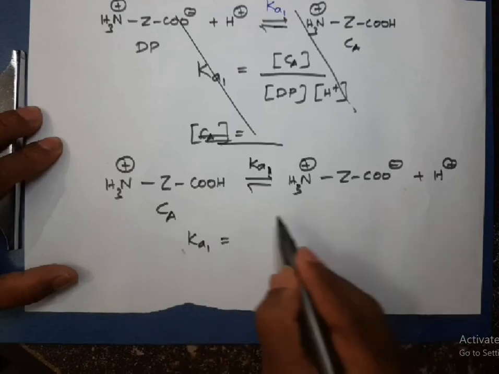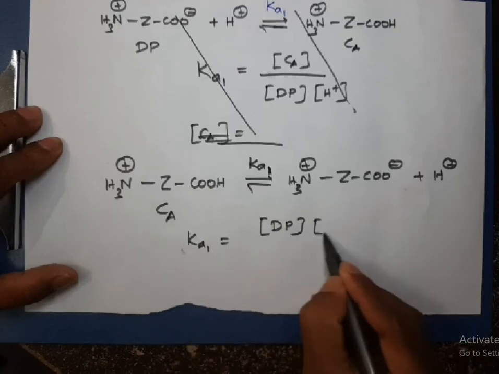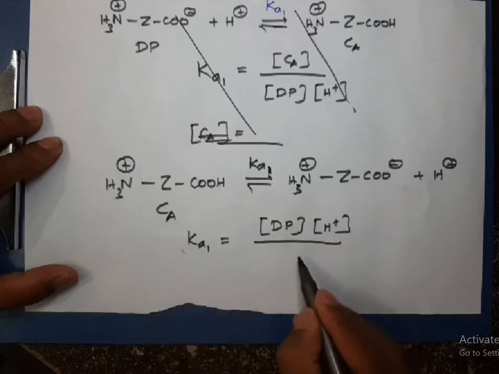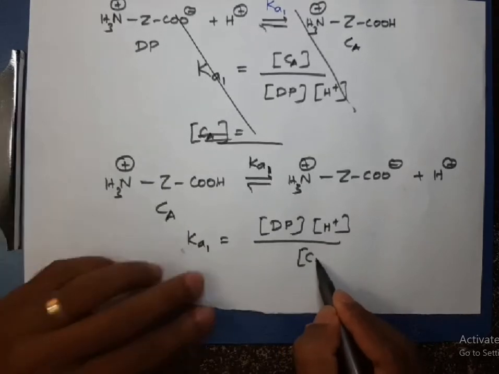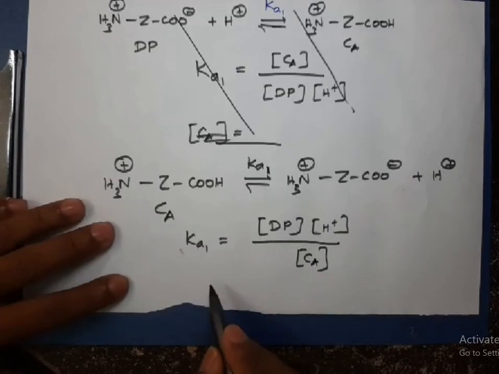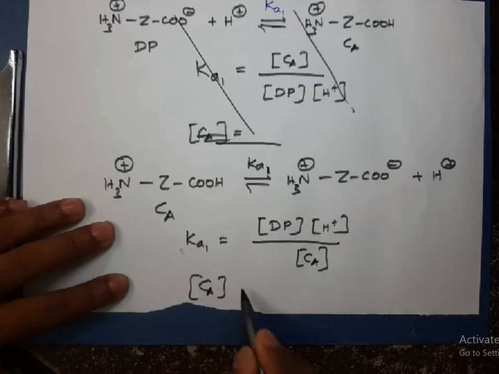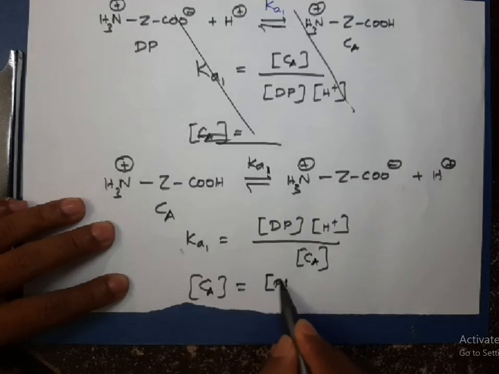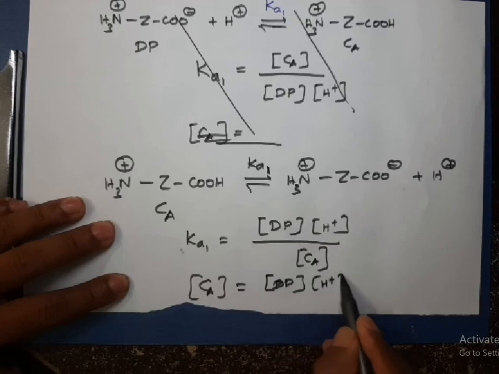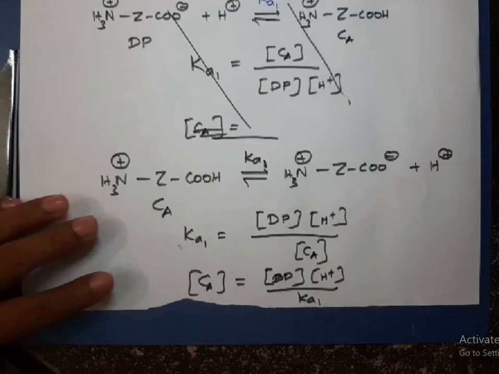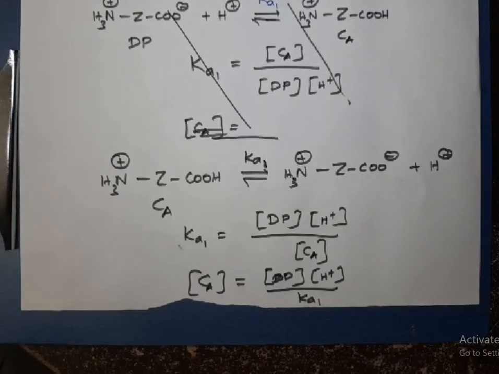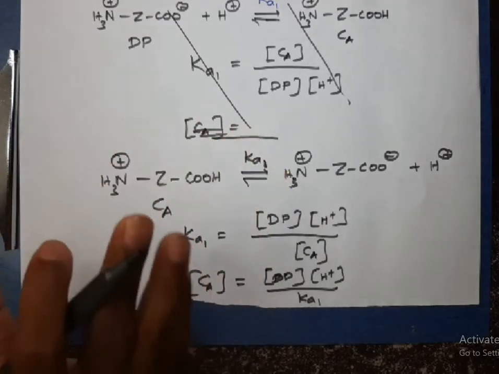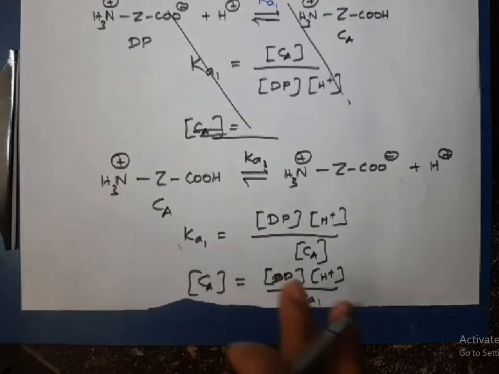Ka1 is equal to the concentration of the dipolar ion times the concentration of H+ over the concentration of the conjugate acid Ca. Therefore Ca is equal to, from this, I will bring this Ca here and Ka1 here. I'll get the concentration of the dipolar ion times the concentration of H+ divided by Ka1. Students, observe this carefully. Isoelectric point is very, very important for your competitive examination. I'm just showing you how to get the final formula. The final formula is very important, but you must know how to get it.